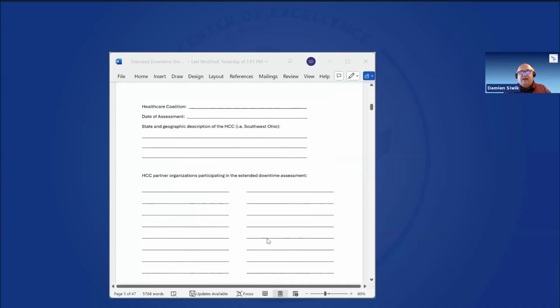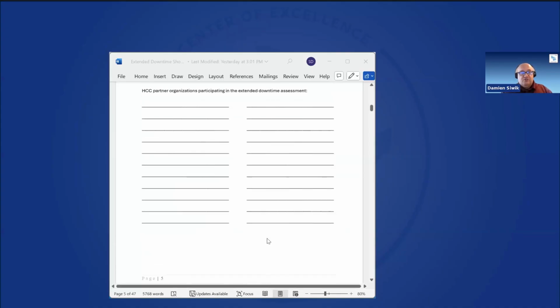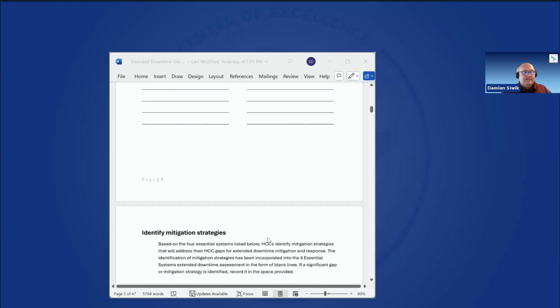So this is just to be clearly familiar for the audience: your healthcare coalition name, date, description, and who attended the meeting, whomever you invited, be it in person or Zoom, or maybe it's just a half hour of a quarterly meeting, something along those lines.